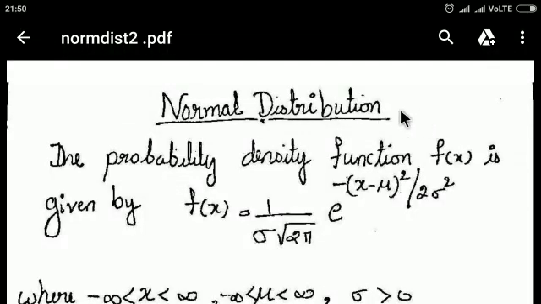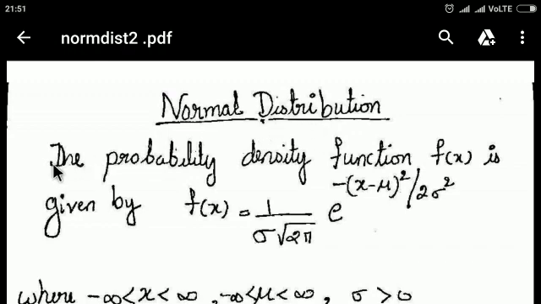Students, today's topic is normal distribution. You have already seen what a normal distribution is. This video is in continuation with the earlier one which you have on normal distribution. Here we will be mainly concentrating on how to analyze phi of z in terms of the normal curve.